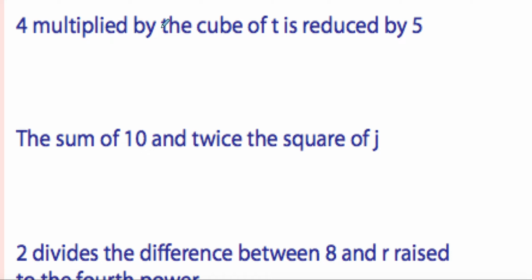4 multiplied by the cube of t is reduced by 5. So there's a few things I know. The cube of t. Cube means to the third power. So this is really t to the third power. Reduced by means I'm going to subtract somehow. And multiply means I'm going to multiply.